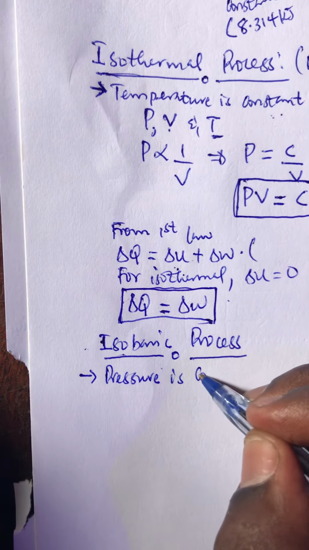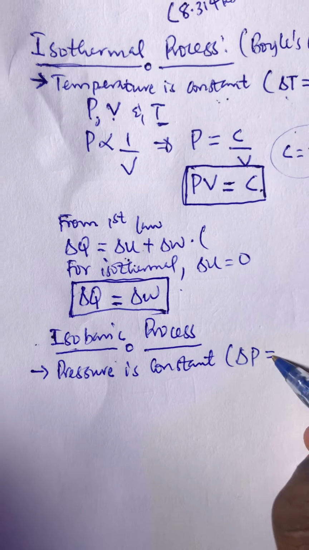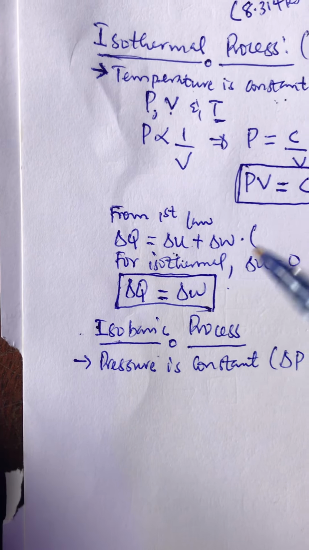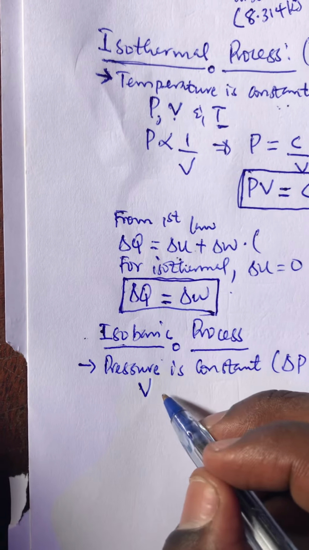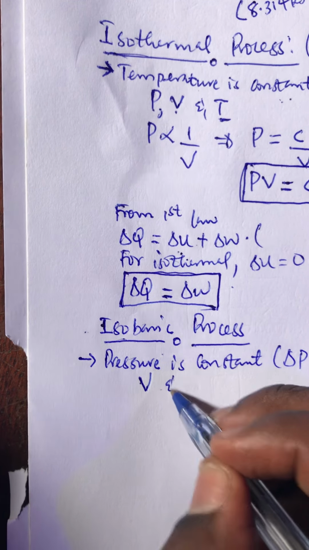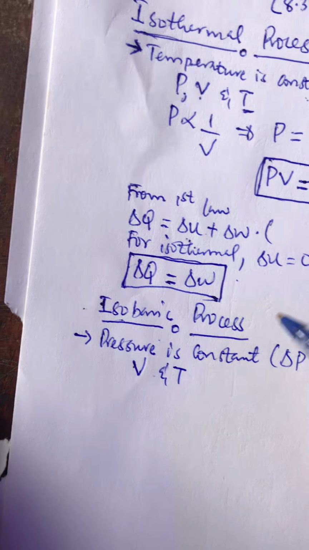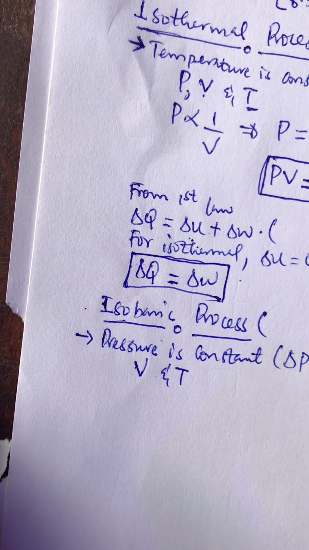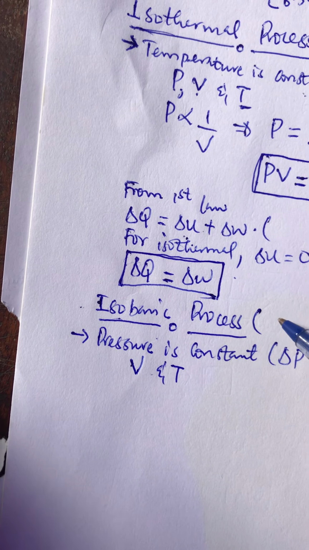Is constant. So that means the change in pressure is what? Is 0. So if pressure is constant, that means we have the three properties: pressure, volume, temperature. That means volume and the temperature are varying. You get that? So this law is also known as which law? So under volume and temperature, this one is also known as the what?